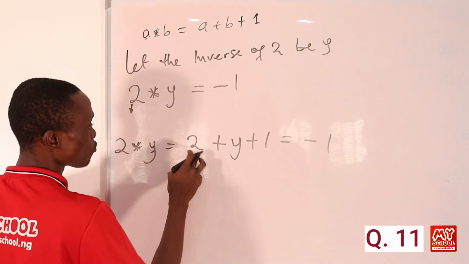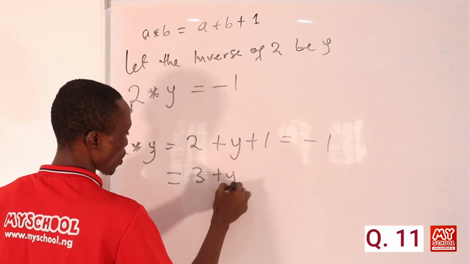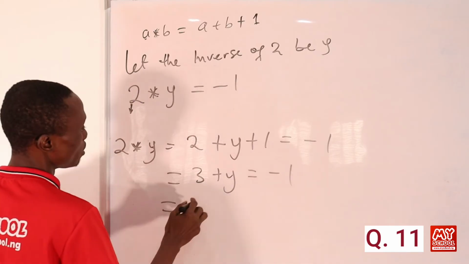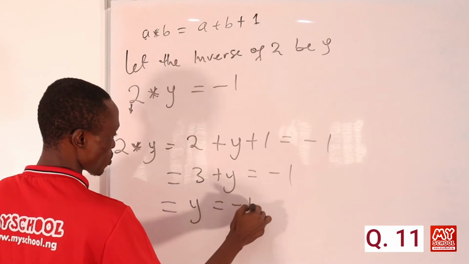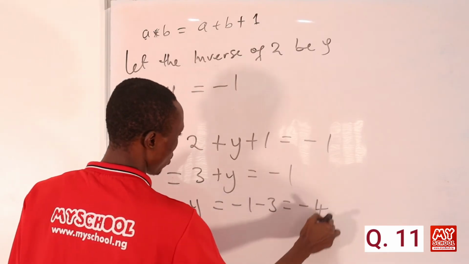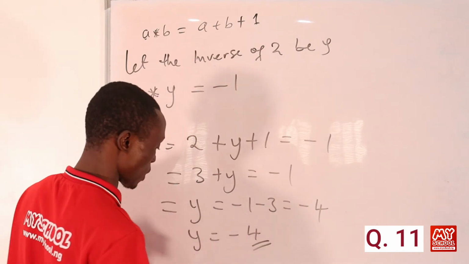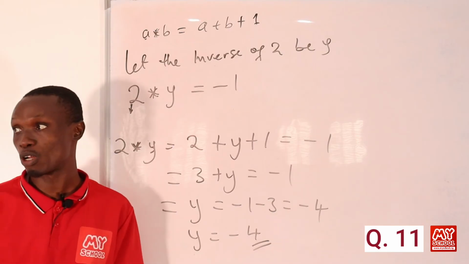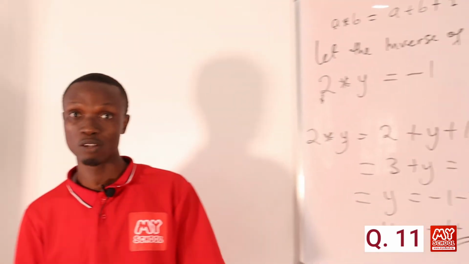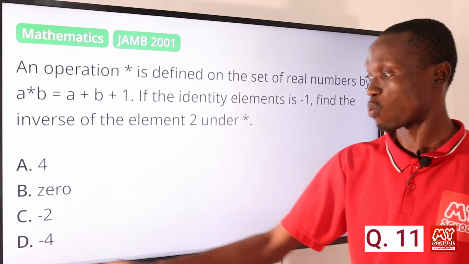If we add these two together, that will be equal to 3. So we have 3 plus y is equal to minus 1. Here, we want to make y the subject of the formula, so y is equal to minus 1 minus 3, and that is equal to minus 4. So we can say that the inverse of 2 under the operation star is equal to minus 4. So let's return back to the screen to pick the correct answer to this question, which is option D, minus 4.